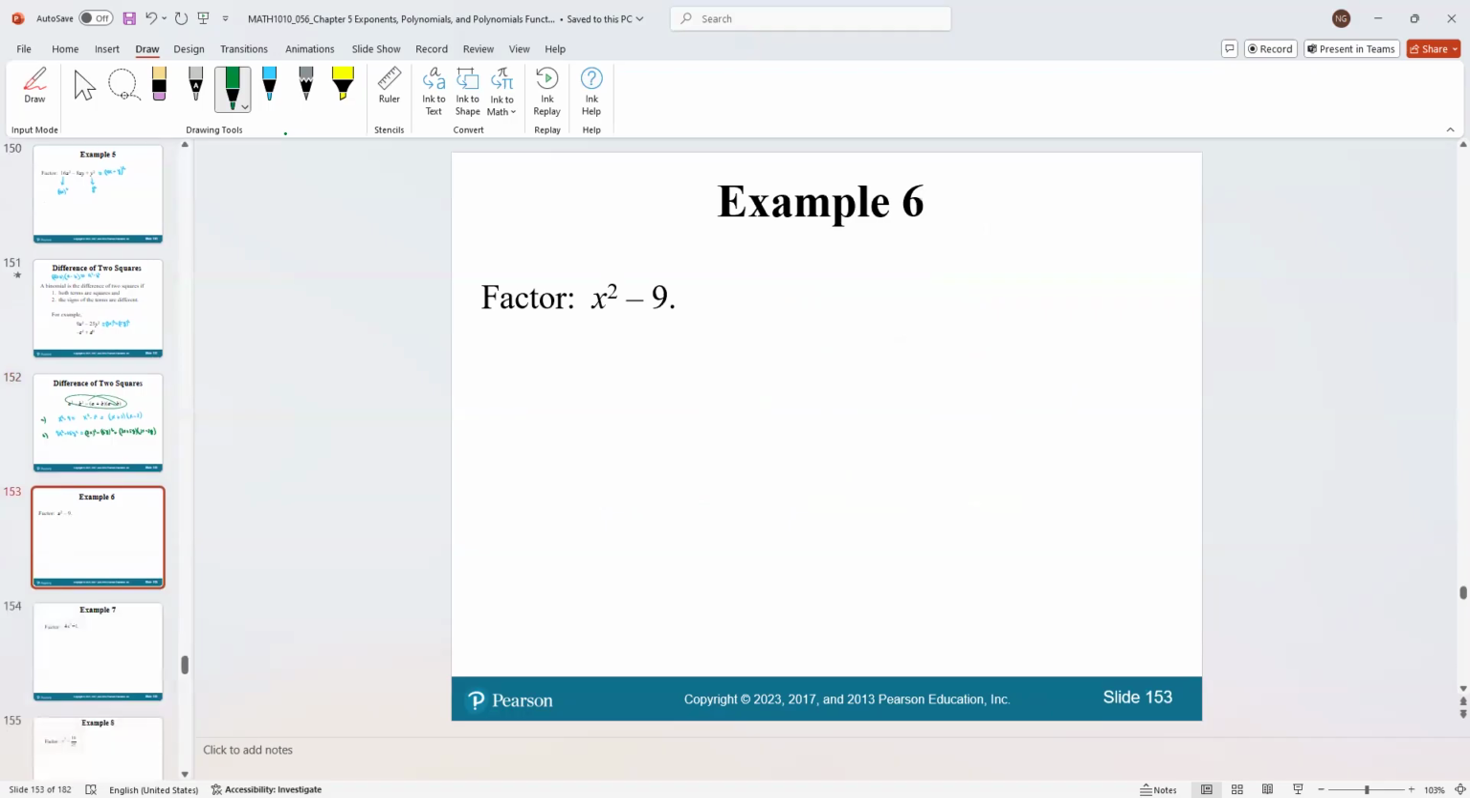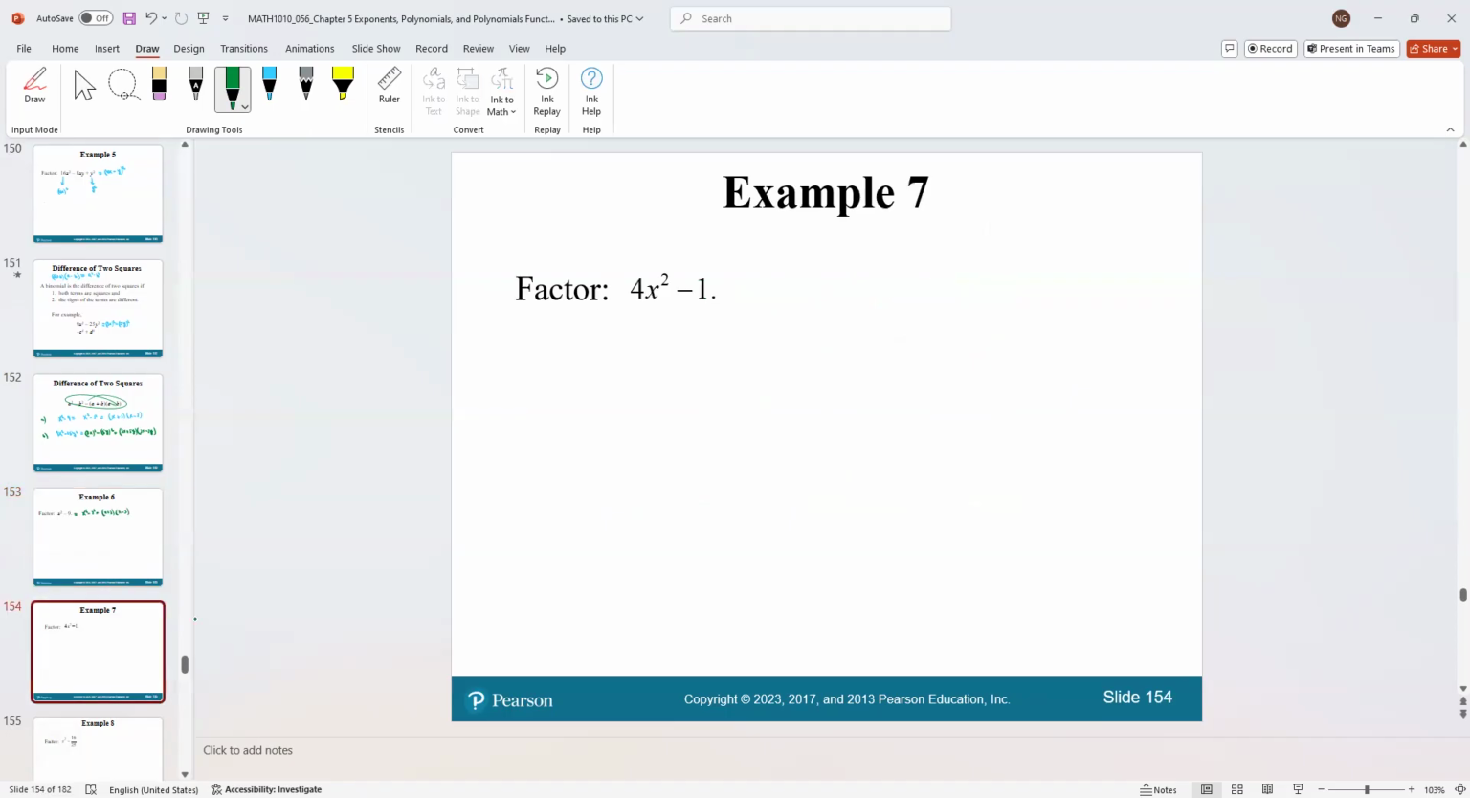Let's do some examples very quickly. One of them would be this one. Oh, I just did it. I don't know why I already did it. 3 squared, so that gives you x plus 3 times x minus 3. I think I did that one already.